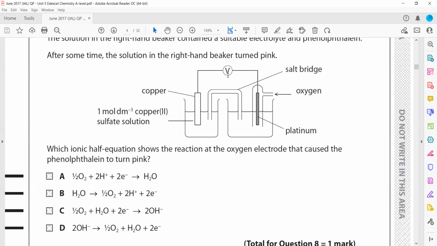So which ionic half equation shows a reaction at the oxygen electrode that causes the phenolphthalein to turn pink? In acidic it is colorless, but in alkaline it is pink. So there should be hydroxide, like the solution should be hydroxide or alkaline. So the only option which matches is C. So that's why for question 8, C is the right answer.